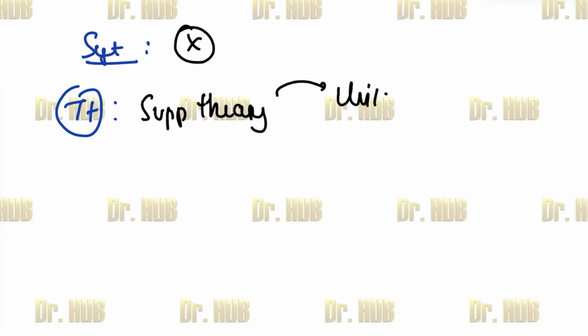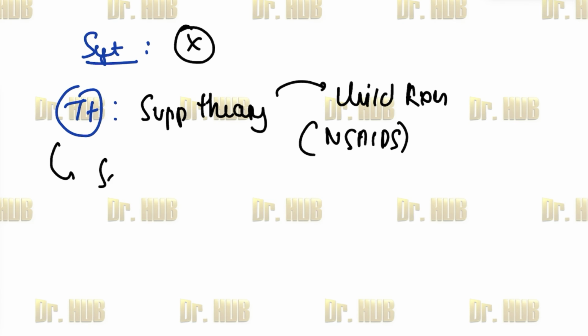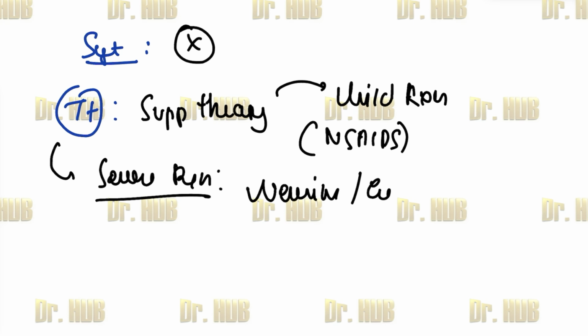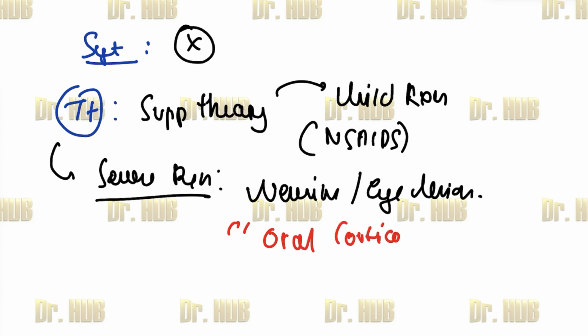So how do you treat this type 1 Lepra reaction? The treatment of type 1 includes supportive therapy for mild reactions, which includes NSAIDs. Next, in cases of severe reactions, with neuritis and also eye lesions, it is oral corticosteroids.